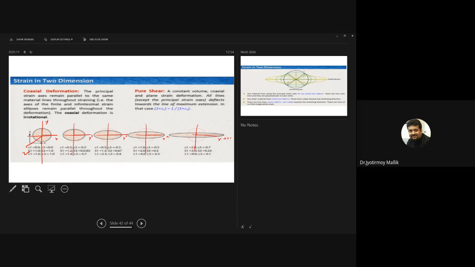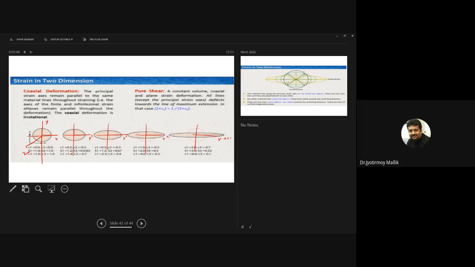So these two mutually perpendicular axes, where there is maximum elongation and where there is maximum shortening or minimum elongation, remain parallel to each other in each of these stages throughout the deformation. And such deformation is called coaxial deformation. So the principal strain axes remain parallel to the same material lines throughout straining. I hope you are understanding.